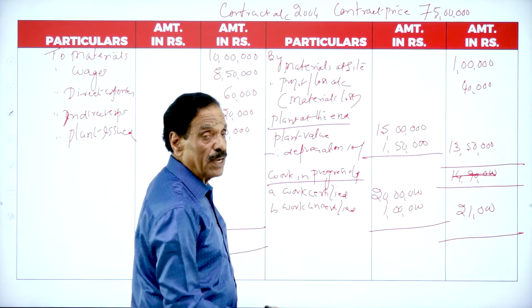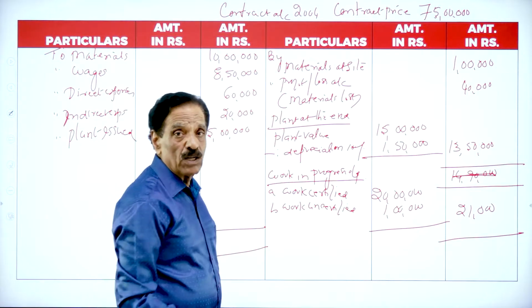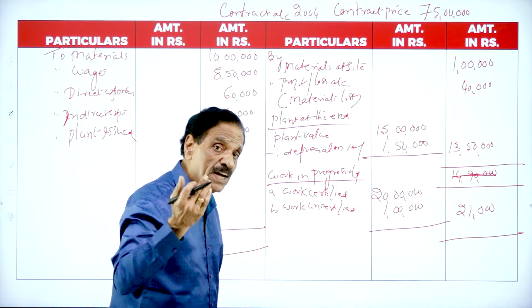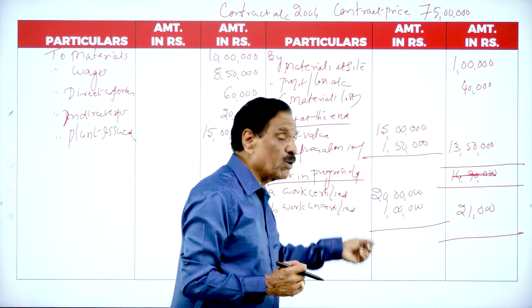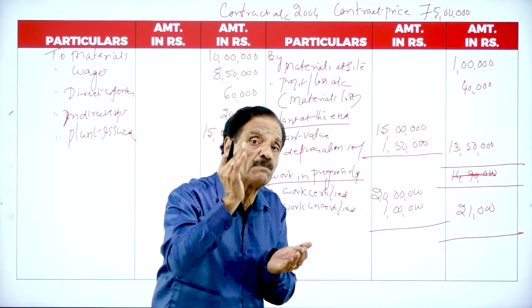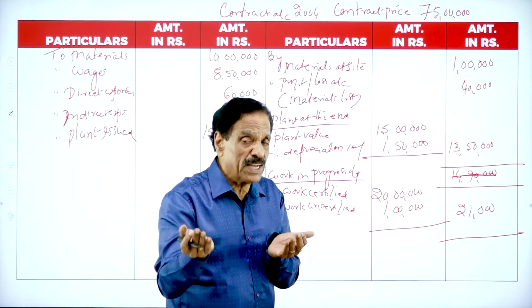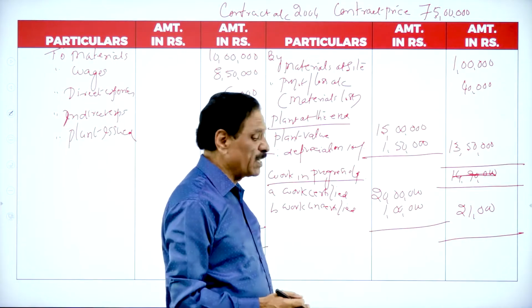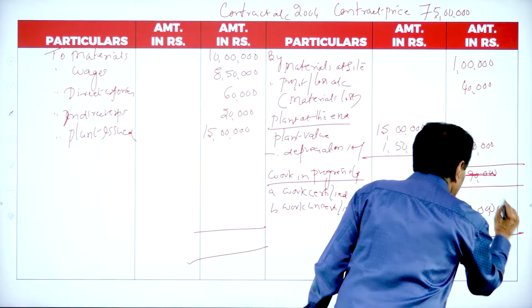You must be careful here. Your contract price is 75 lakh. What's your work certified? 20 lakh. 1/4 of that, 1/4 of 75 lakh means 18,75,000. More than that, you have to charge 1/3. What is your formula? Notional profit into 1/3 into cash received divided by work certified. Add the credit side.